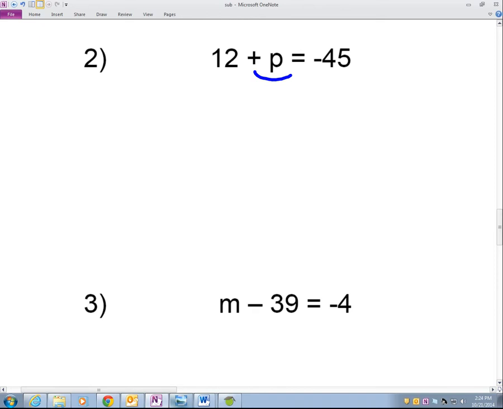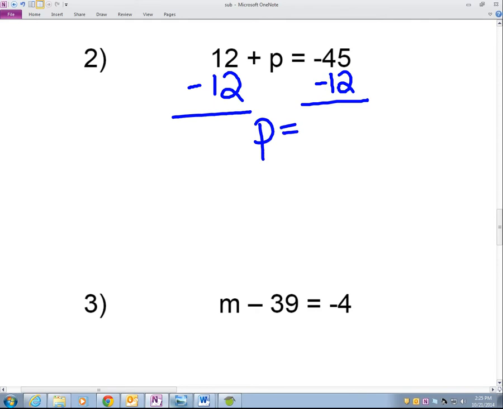Charlie? It's being added to 12. So how do we get that alone? Take away the 12. And because we have to be equal, we have to do the same thing to this side. So negative 45 minus 12 is what, Lainey? Negative 57.